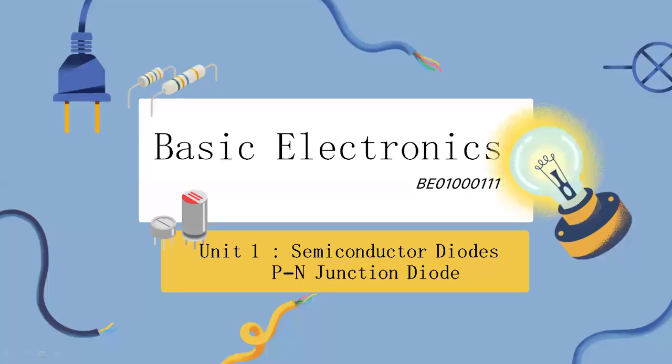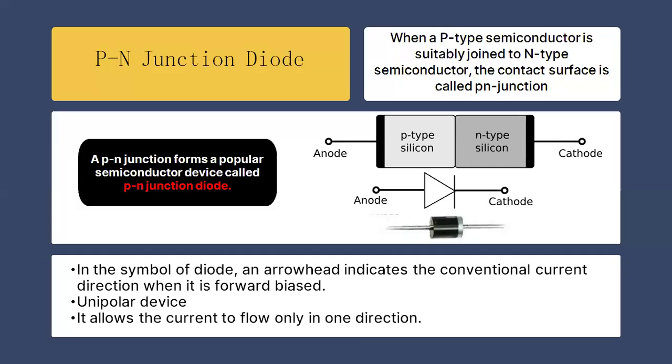Now let's study what a PN junction diode is and how it is formed. Whenever we join a p-type semiconductor with an n-type semiconductor, the device that is formed is called a PN junction diode. The contact surface of the p-type semiconductor with the n-type semiconductor is called the PN junction. Here you can see this contact surface is your PN junction, and this is your PN junction diode. This is the schematic of your PN junction diode.